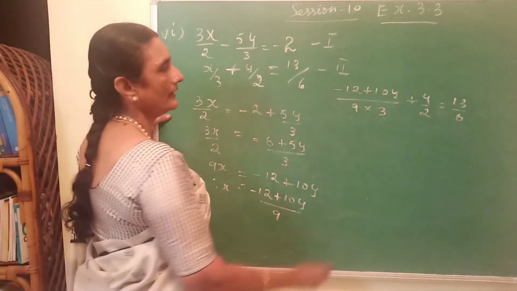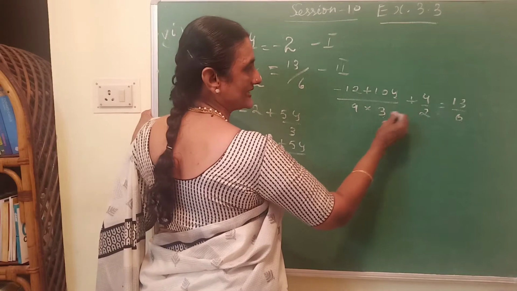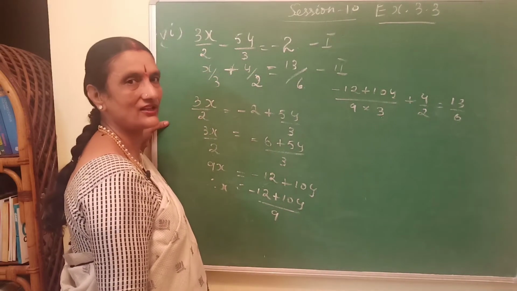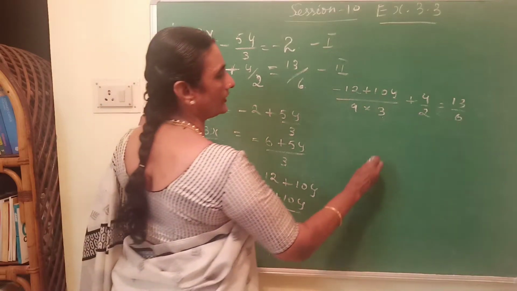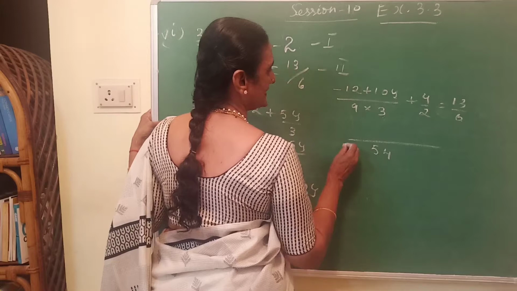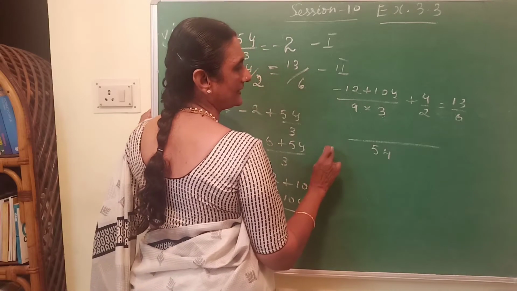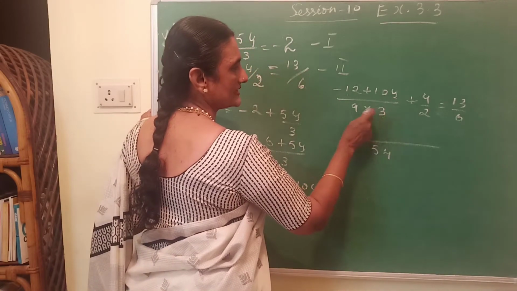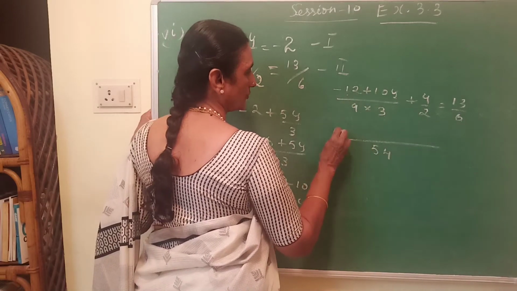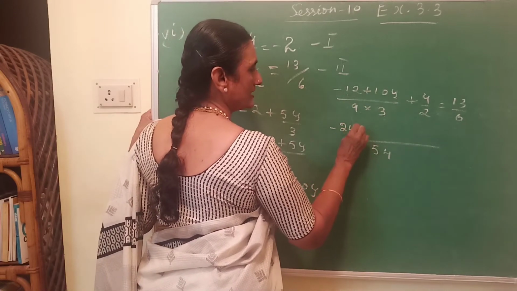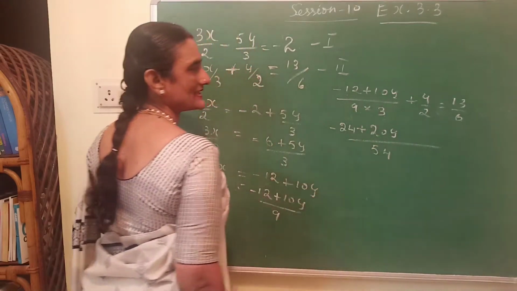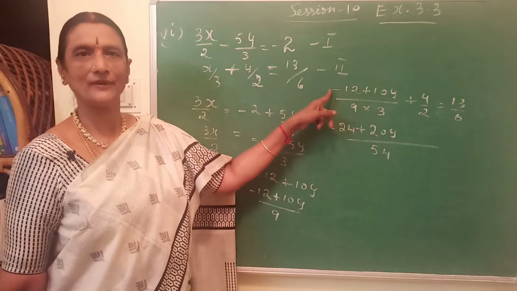Okay, are you ready? Now here 9 3s are 27 and 2. So the LCM of 27 and 2 is obviously 54. So I am taking 54 as the common denominator and simplify the LHS. So for 27 and 2 we have to multiply every term by 2. So it is minus 24 plus 20y. Are you understanding? I have multiplied the numerator by 2.